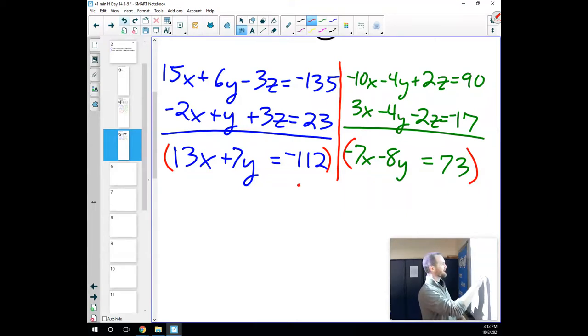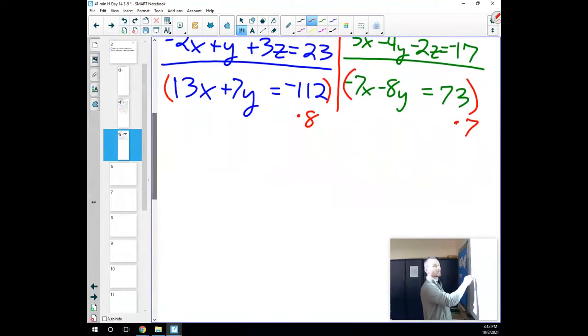So we're going to have to multiply the blue by a positive 8, and the green by a positive 7. Not impossible, but these numbers are going to get kind of annoying. But we just got to deal with it.